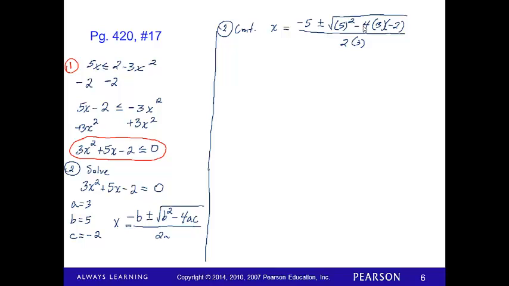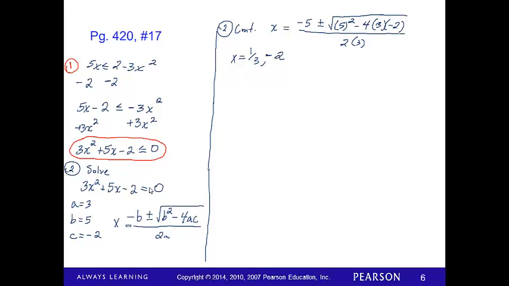Negative 5 plus the square root of 5 squared minus 4 times 3 times negative 2, all divided by 2 times 3. So I get x to be 1/3. So I got an x equal to 1/3. And let's try it again for the other. So now subtract, and we get a negative 2.